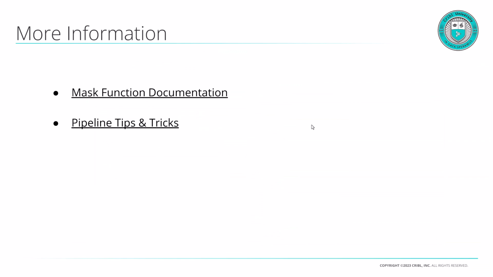Also, there's more information. You can go to the mask function documentation. Just go under Cribl Docs, and it'll give you all the information about doing that in multiple ways. You can also go under pipelines, tips, and tricks, which will give you a little bit more information about building the whole pipeline and some ordering and things associated with that.